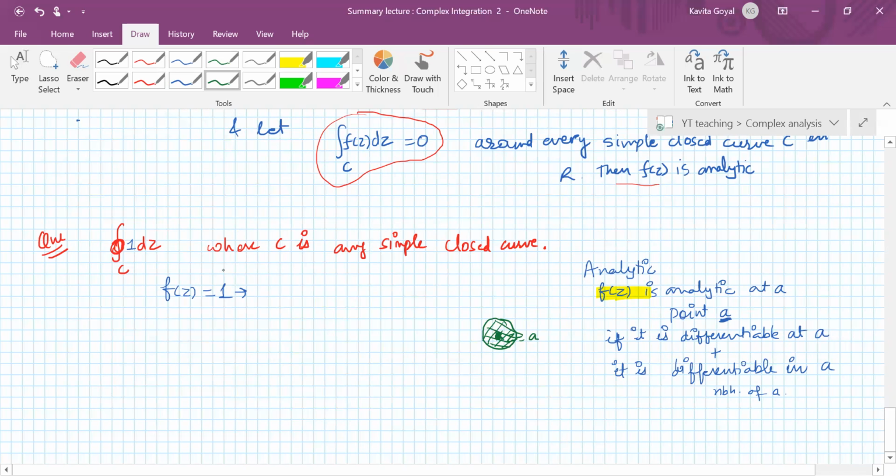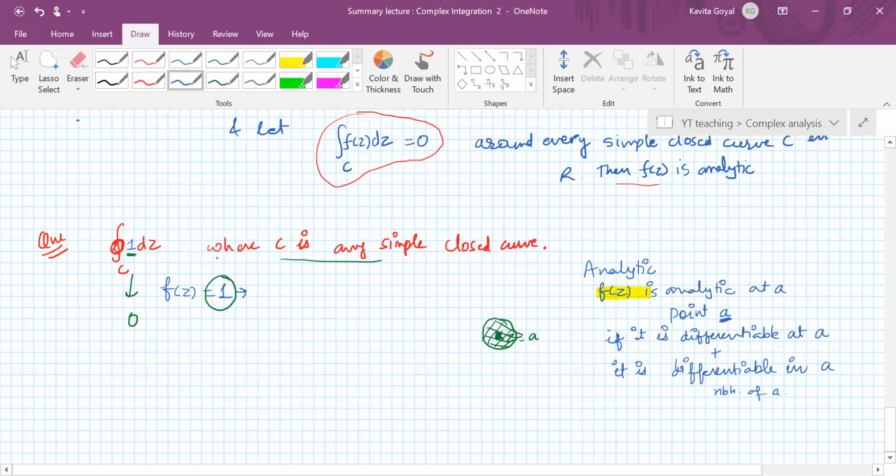Yes, ma'am. Now, because your function is 1, a nice polynomial of degree 0, it is differentiable everywhere. So this is in fact an entire function, analytic everywhere. So we don't have to worry about any point where this is not analytic. If you take any closed curve, then by Cauchy's theorem, this integral has to be 0. Is that thing clear? Yes, ma'am.